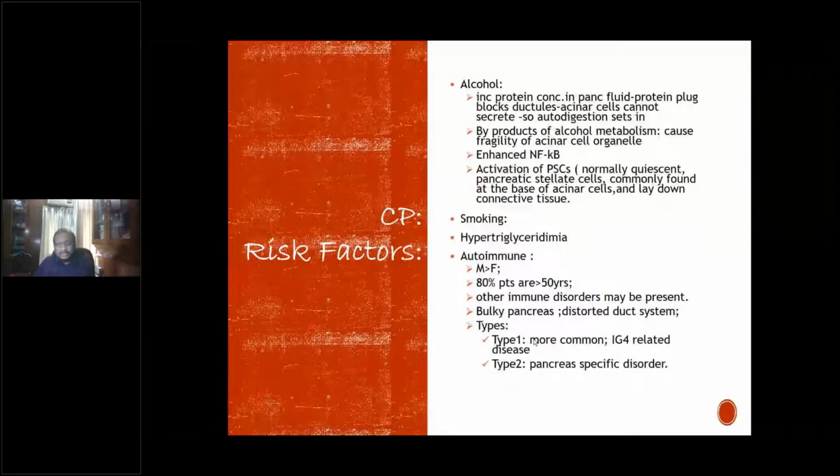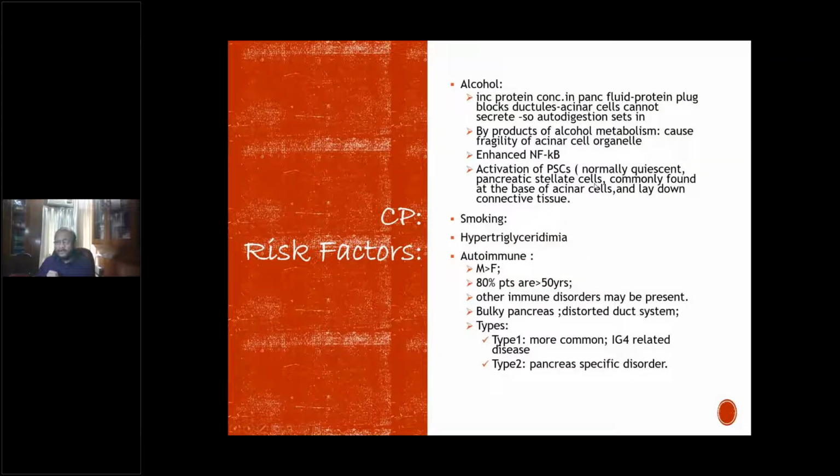Now, why does alcohol cause chronic pancreatitis? Number one, there's increased protein concentration. It goes and blocks the ductule. So if the ducts are blocked, what is going to happen? The acinar cells cannot secrete. So what happens? Autodigestion sets in. Because the secretion becomes pent up inside the acini, and that ultimately digests the acinar cells, leading to autodigestion.